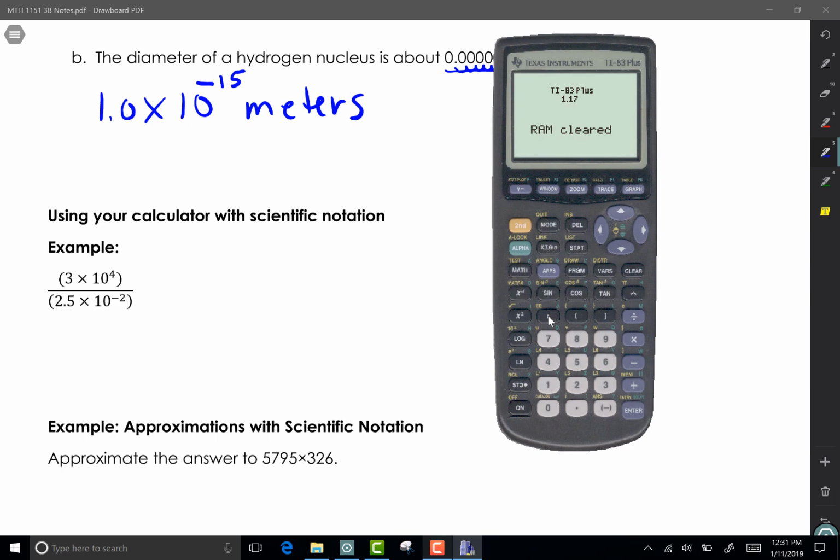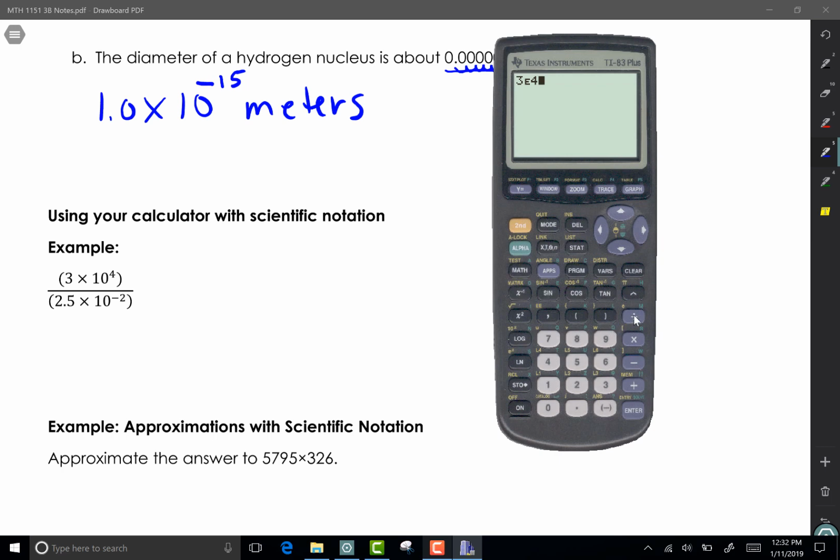So if I want to take 3 times 10 to the 4th and divide by 2.5 times 10 to the negative 2, I'm going to hit the button 3, and then use the double E button to show that I'm working with powers of 10. So I hit the second button and then the comma button. That's going to give me my single E, even though the button says double E. And then I put down what my exponent is. My exponent is 4, since it's 3 times 10 to the 4th. So that E is replacing the times 10, and you're just putting in the exponent.